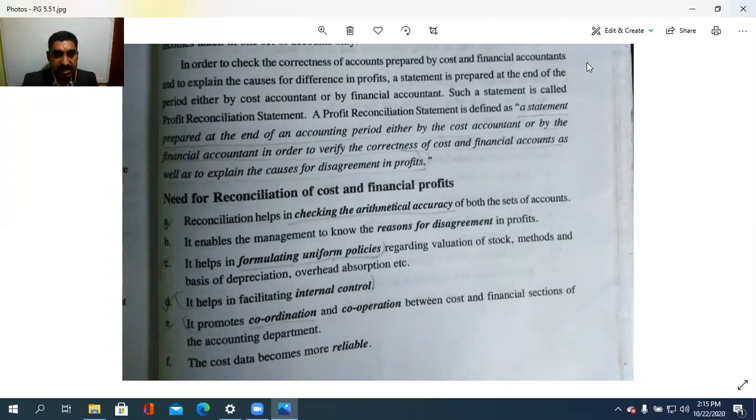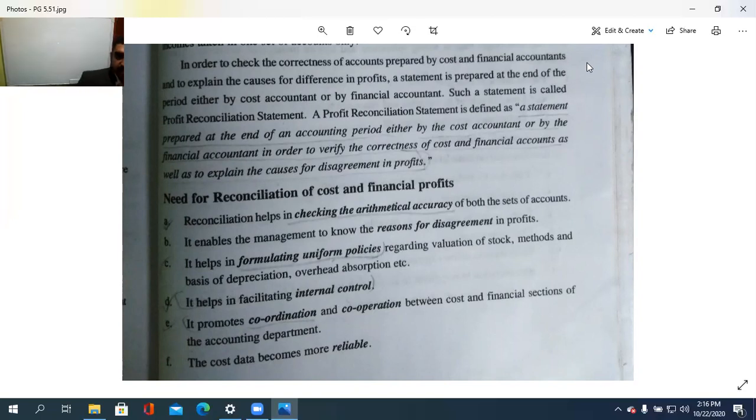Need for such reconciliation. One is checking the arithmetical accuracy. It enables the management to know the reason for the disagreement of the profit. It helps in formulating uniform policies regarding valuation of stock, methods and basis of depreciation, overhead absorption, etc. It helps in facilitating internal control, promotes coordination and cooperation between cost and financial sections of the accounting department, and the cost data become more reliable.